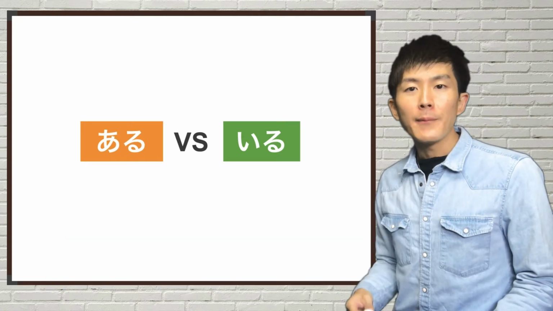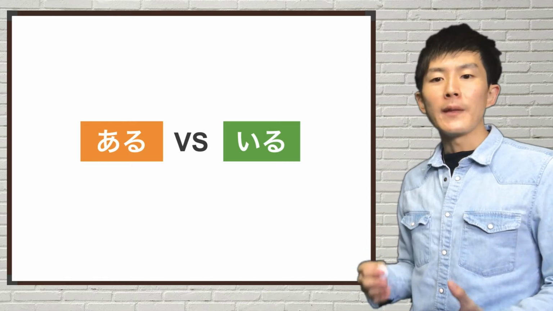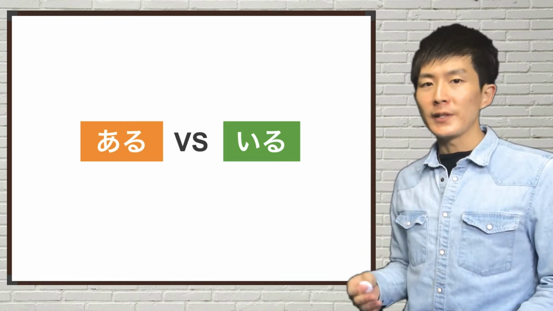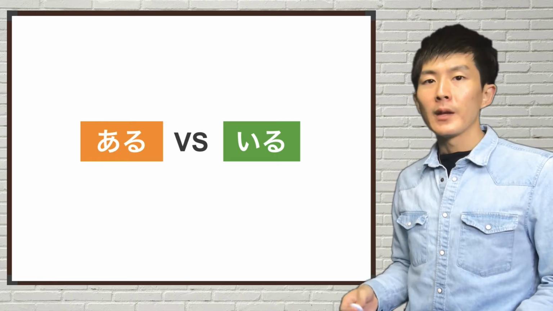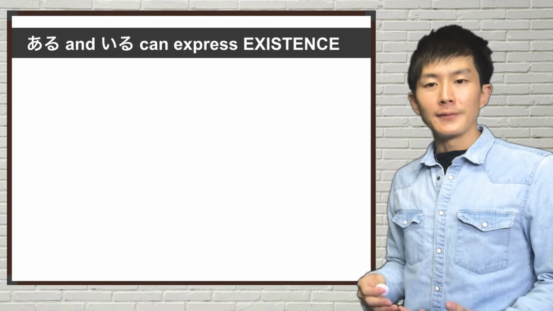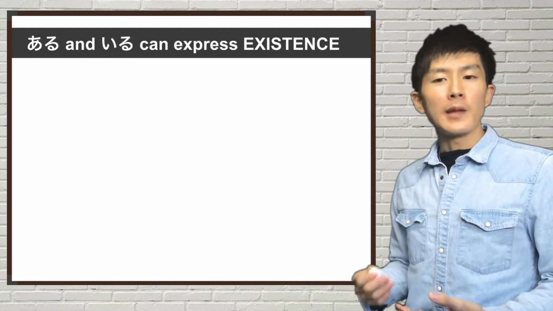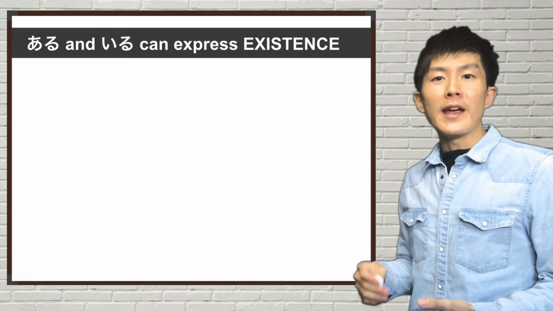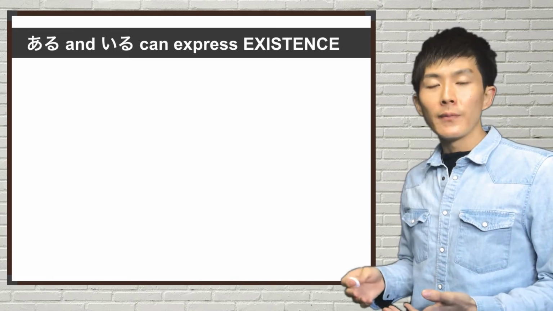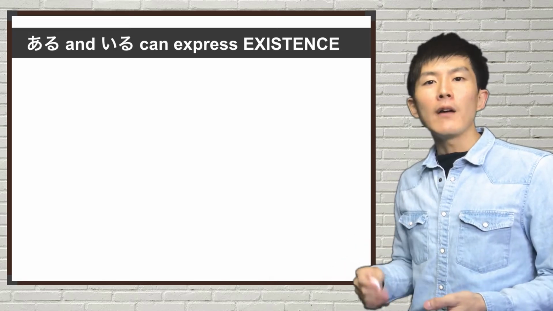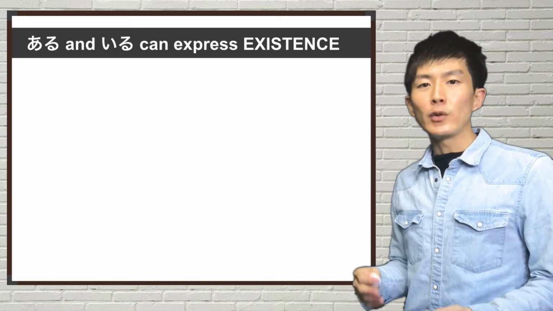In this video, I'm going to talk about the difference between ある and いる. I'm going to talk about how to express the existence of something. So let's get started. First, ある and いる. Both of them can express the existence of something. I mean, it's used when we express there is an apple, Naruto is here, or these kinds of things in Japanese. However, there is a difference between them.